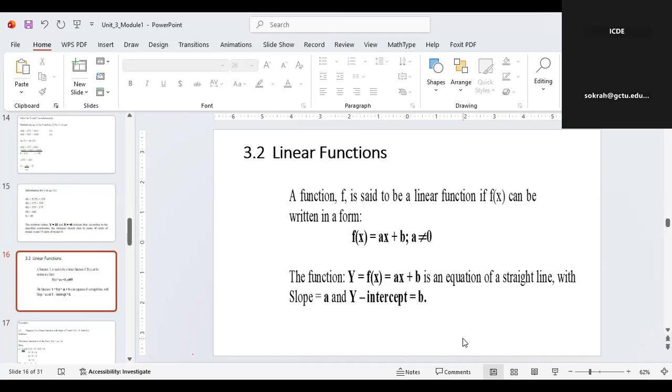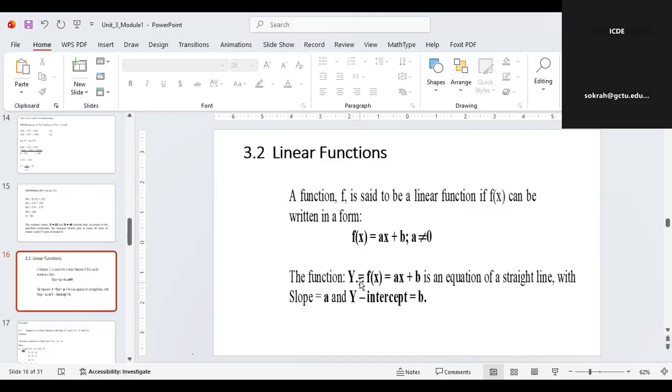I think last week we talked about linear functions, so this is not new to you. But just that you must make sure that the coefficient of x here is not 0. Because once the coefficient of x here becomes 0, it ceases to be a linear function. So take note.